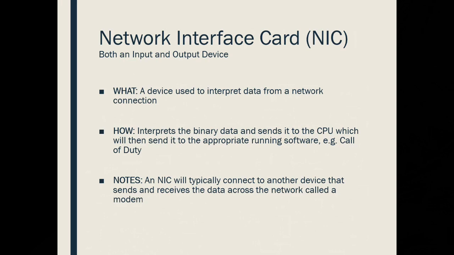So it interprets those binary ones and zeros and sends it to the CPU, which then sends it off to the appropriately running software. So if you're playing Call of Duty and it needs to update where all your opponents are, it gets that data from the network, sends it to the currently running software, which is Call of Duty, and then the software interprets that and handles it the best way it needs to. Any NIC card will typically connect to another device that sends or receives the data, usually like a modem or something along those lines. That's the device that actually connects to the network. The NIC card doesn't actually connect to the network. It's more the interpretation device that deals with the incoming and outgoing data.